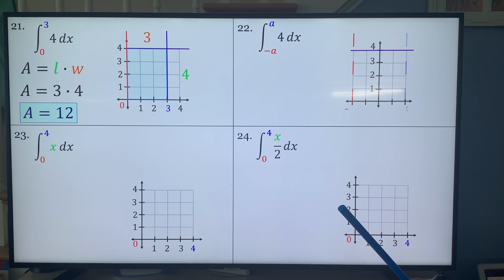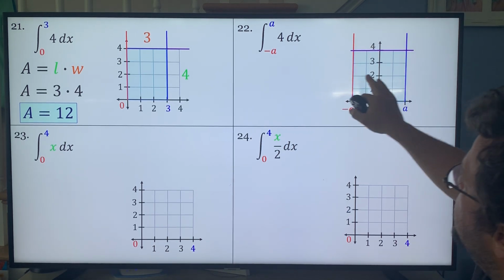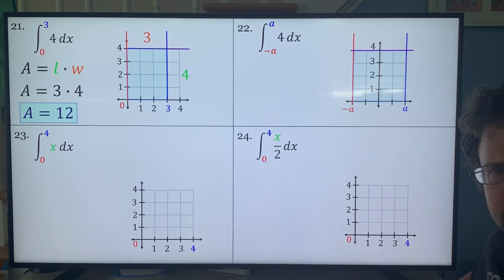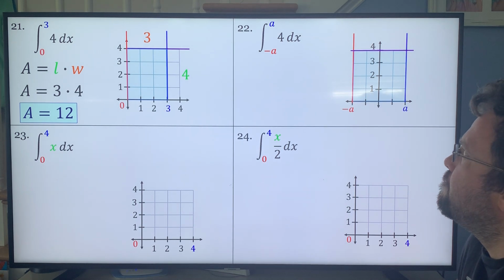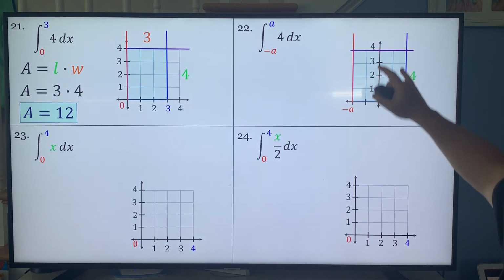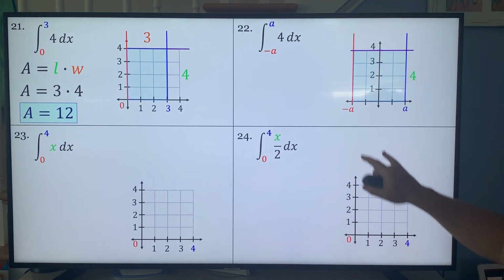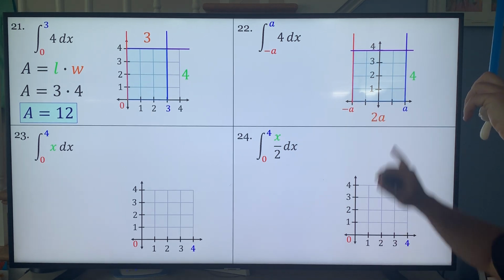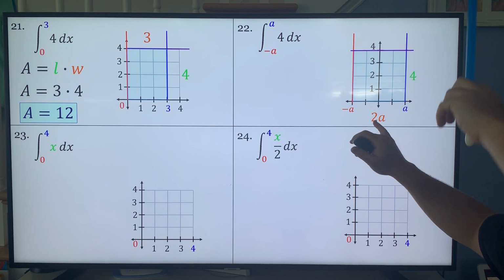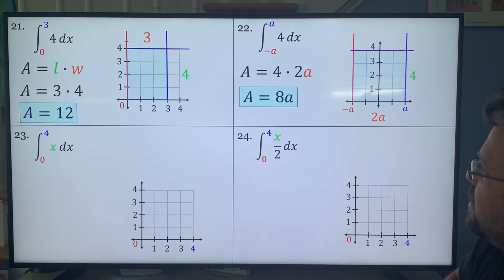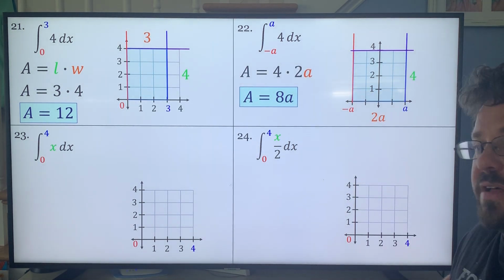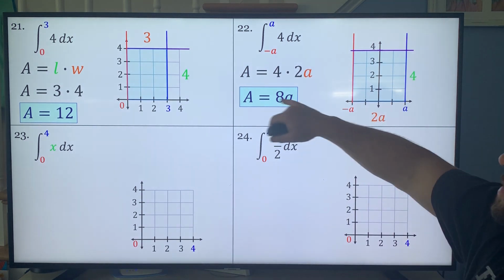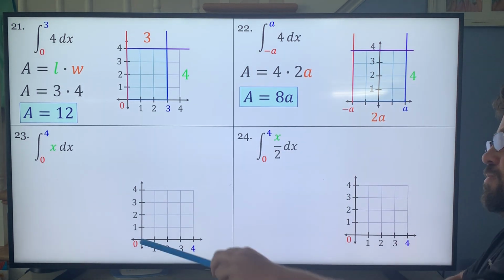Once again, going from negative a to a. So we're filling in this piece right here. So what's the width? We got 4, that's the length. The width is, what's the distance from a to negative a? It's 2a. A minus negative a, a plus a is 2a. So it's 4 times 2a, which is 8a. Yes, you can have letters there. So depending on what a is, your area changes.